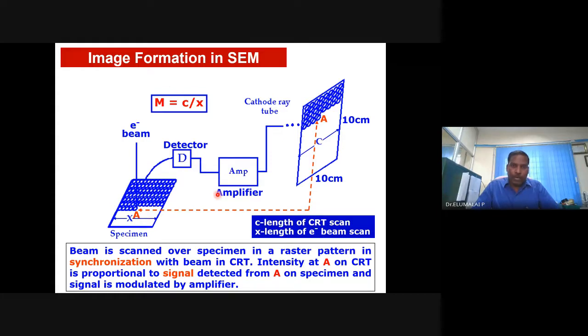And this is what you get: magnification. Whether you are increasing the beam size or spot size, depending on the screen size and the sample area that you are concentrating on, you will be able to manipulate the magnification. It is nothing but the ratio between the screen size and the sample or specimen size. Here, C is the screen size, your display size, and X is your sample area or the scanning area.